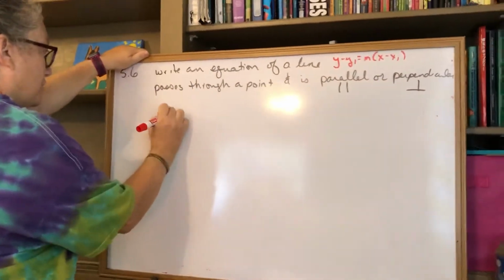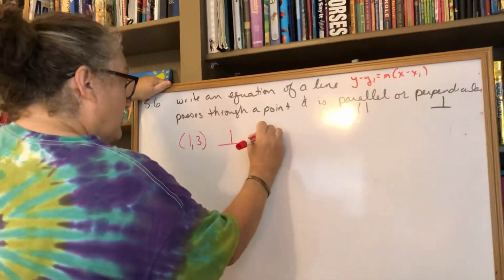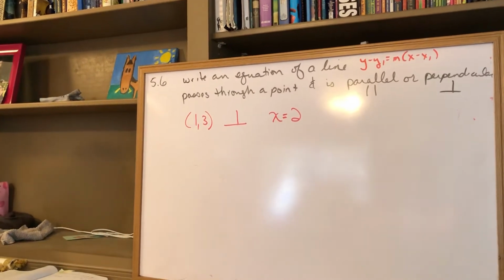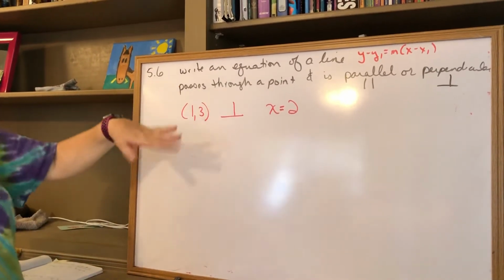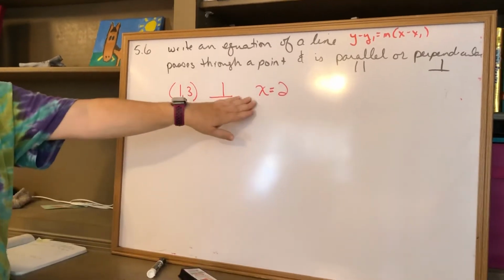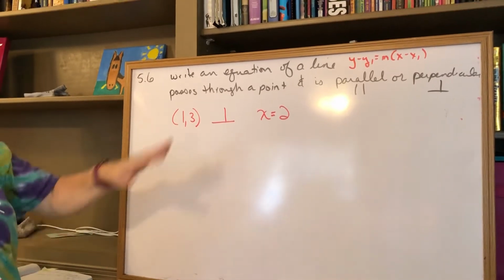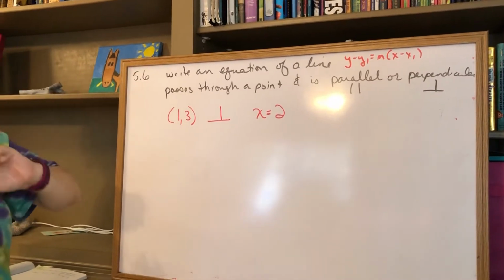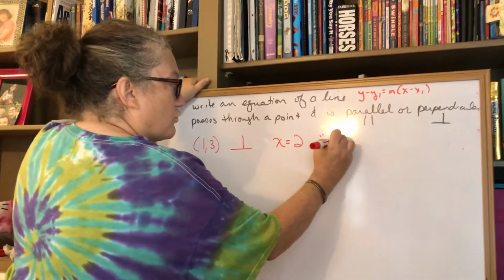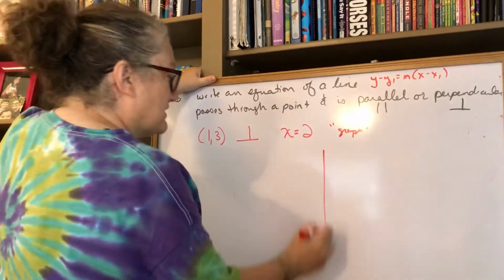We want to go through (1, 3), and it's perpendicular to x = 2. Okay? We want to write an equation of the line where it goes through (1, 3), and it's perpendicular to x = 2. Now, when you have a line that is like x equals just one number, or y equals a number, so like x = 2, y = 4, y = 1/2, it's best to sketch or graph this one first. Let's graph x = 2, and let's see what that looks like.